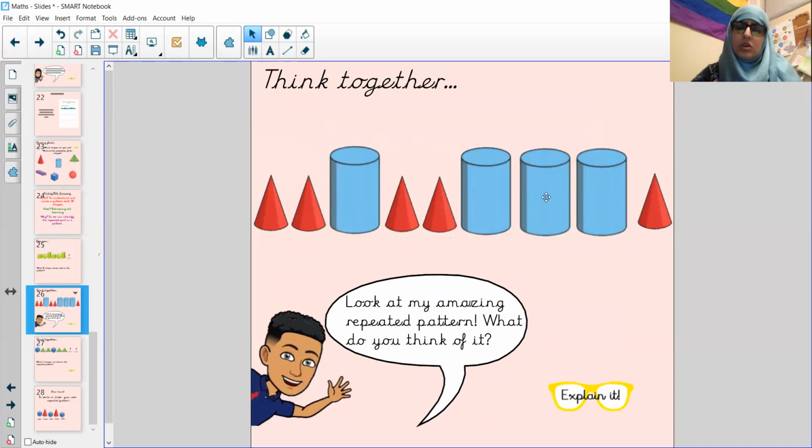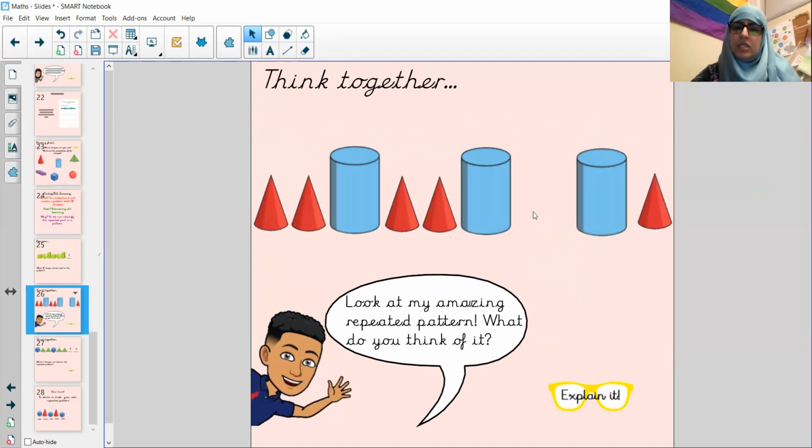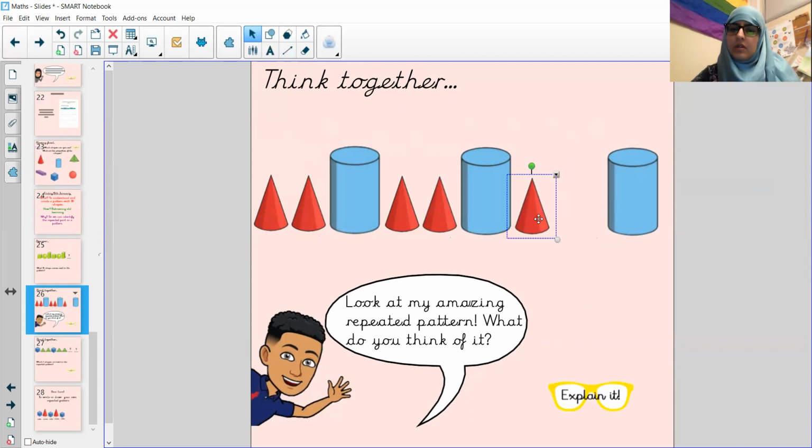Instead of doing two cones, Mr. Rogers did 2 cylinders. So we need to get rid of this cylinder because we don't need this cylinder. Okay, but we need 2 cones in this gap. Okay, so we've got 1 cone. And now we have another cone.